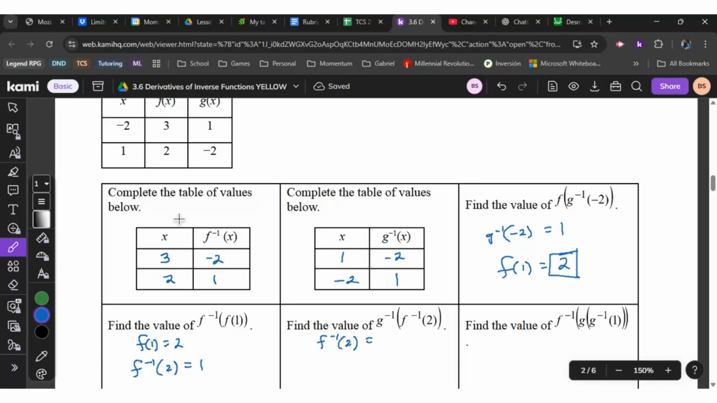F inverse of 2 is really 1, right? Because we find the 2 in the y and we go, oh, it's 1. And then we need to find G inverse of 1. And we go to that, go to -2.